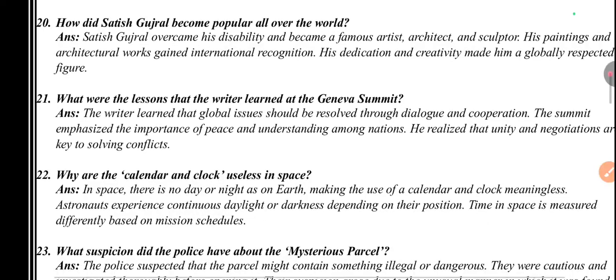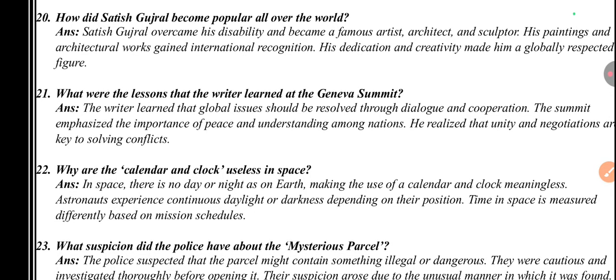Question number 20. How did Satish Gujral become popular all over the world? Satish Gujral overcame his disability and became a famous artist, architect, and sculptor. His paintings and architectural works gained international recognition. His dedication and creativity made him a globally respected figure.